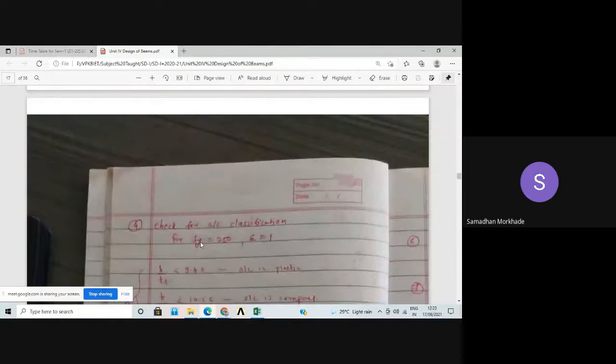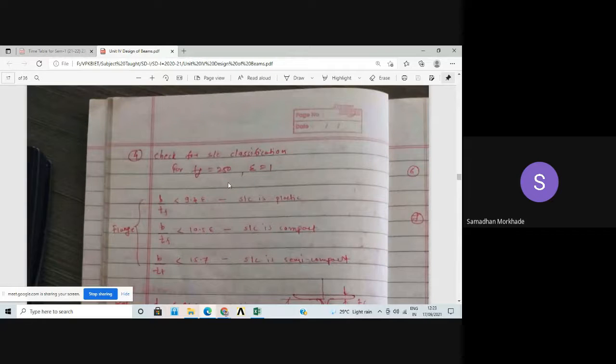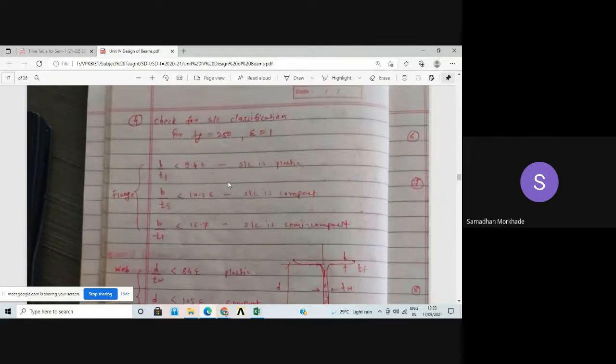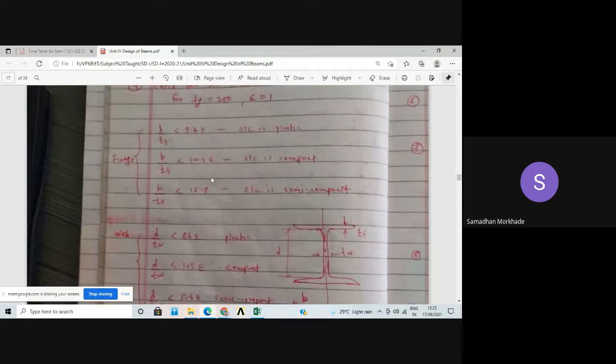Now next, step number 4. After selection of the section, we have to classify the section. Check for section classification. Fy for our section is 250, and therefore epsilon is 1. Now we have to classify for flange and web. So first of all, flange, B by TF. These are from table number 2.